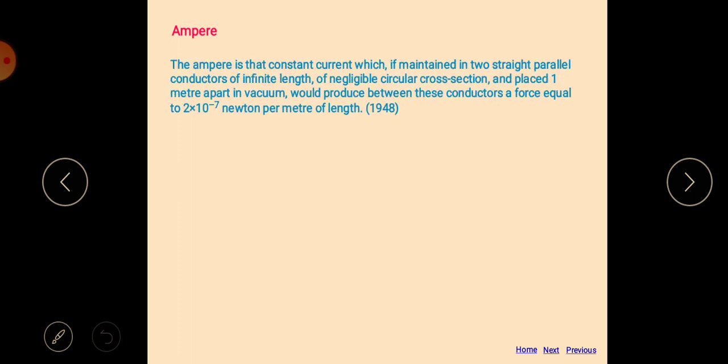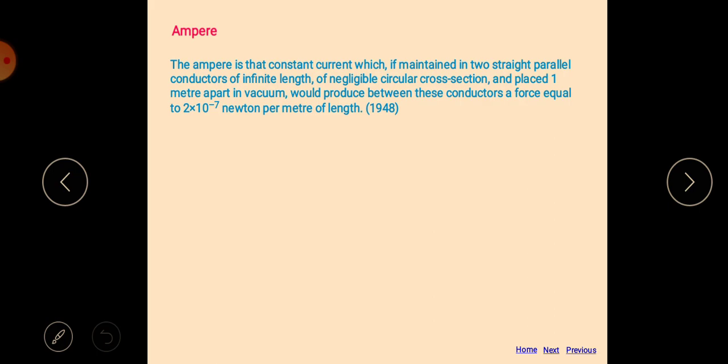Then the definition of ampere. The ampere is that constant current which, if maintained in two straight parallel conductors of infinite length, of negligible circular cross section, and placed 1 meter apart in vacuum, would produce between these conductors a force equal to 2 into 10 raised to power minus 7 Newton per meter of length. This definition was given in 1948, but I have just read out this paragraph.